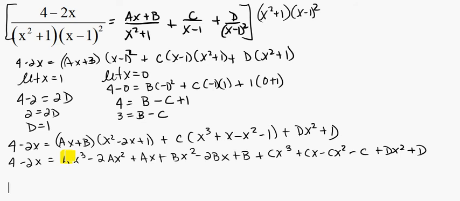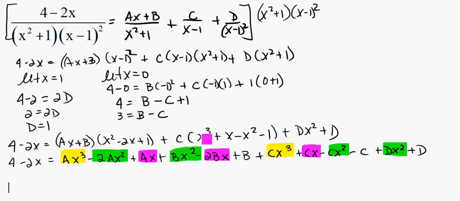Okay, so we have some cube terms, which are here. We have some squared terms, which are here. And we have some linear terms, which are here. And I think that's it. And then we just have the constant terms left over. So I'm going to rewrite the left-hand side as 0x cubed plus 0x squared minus 2x plus 4.